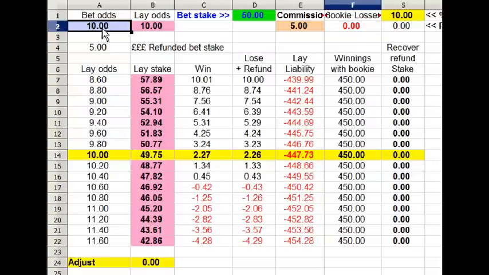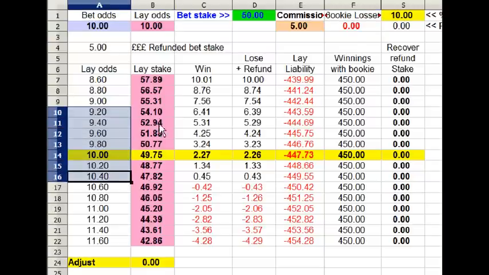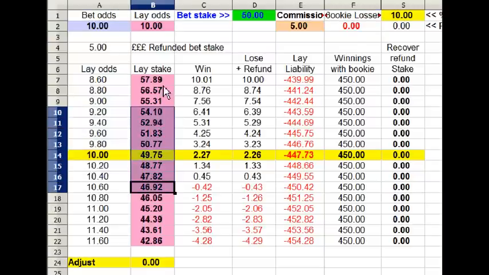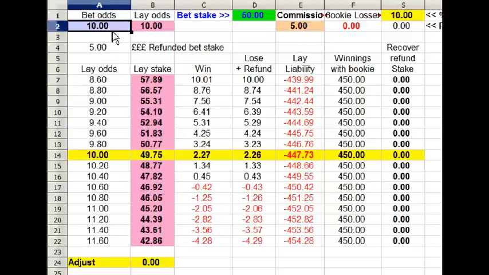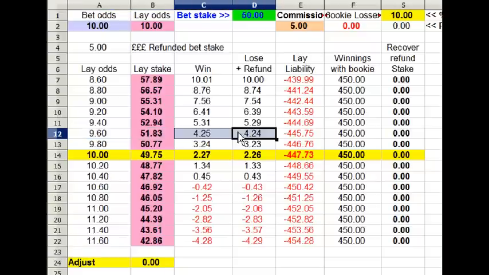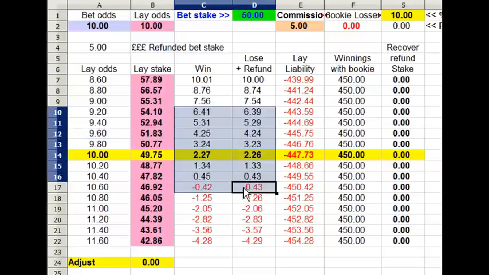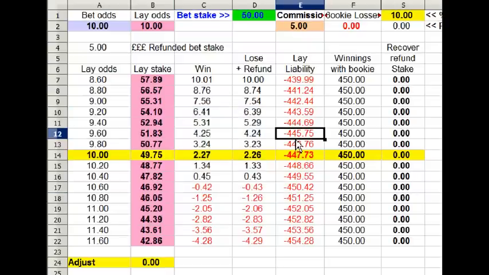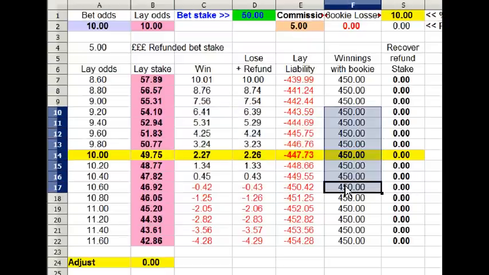Now, as you enter these odds up here, we get a range of lay odds down there, range of lay stakes, and if you bet at those odds and lay at one of these odds, that is the profit you'd make from that particular lay. So if you lay at any of these odds, that is your profit or loss that you would make at those odds laying. This is your lay liability in Betfair, that's your bookie bet winnings.